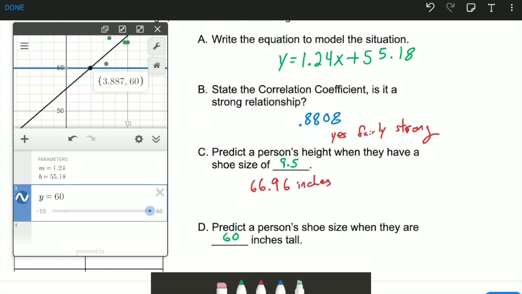So according to our model, someone's shoe size, if they were 60 inches tall, would be about 3.887. And there we have it.